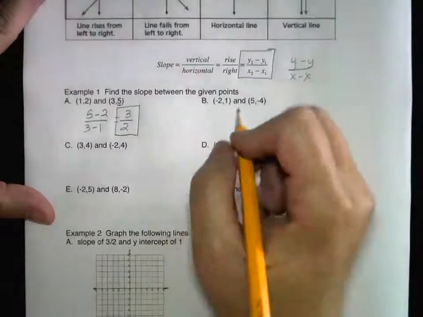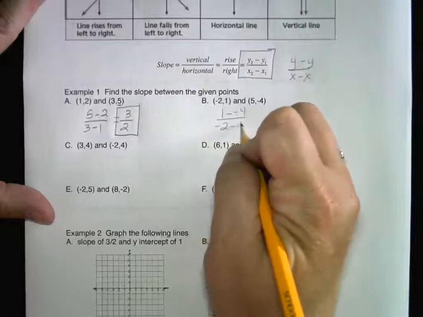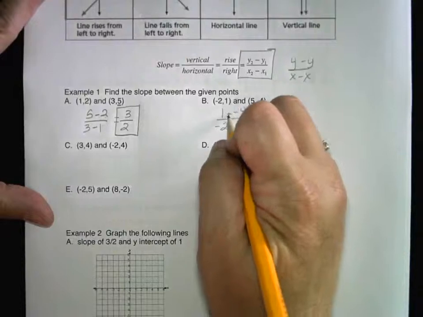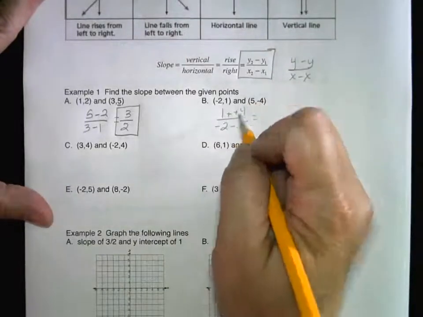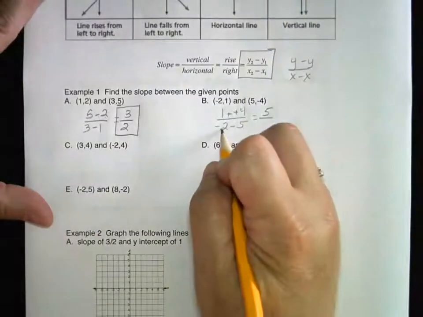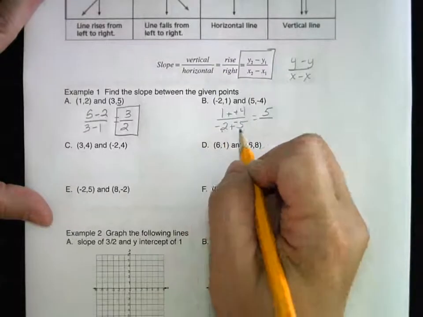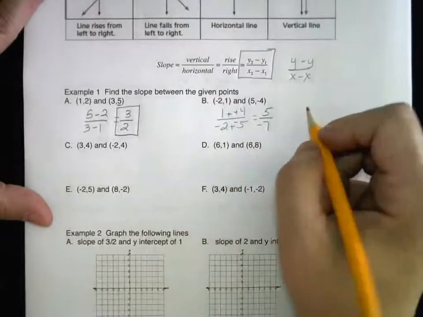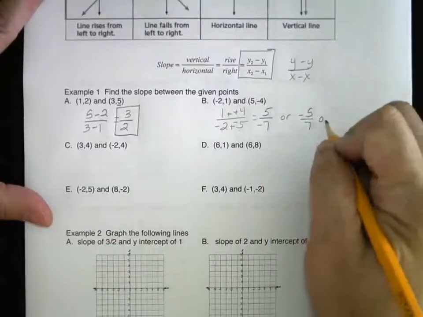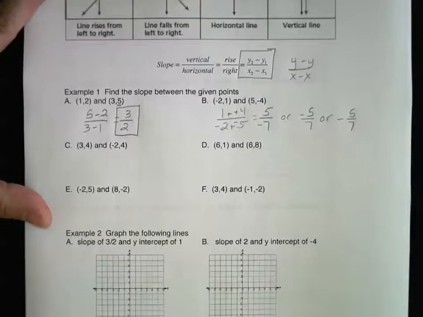Letter B, 1 minus -4 over -2 minus 5. I think I should be careful of these negatives right here. Change that subtracting a negative to adding the opposite, and that becomes 5. -2 plus a -5. You owe me $2, you borrow 5 more, is a -7. And it doesn't matter if the negative is on the top, the bottom, or right out in front. Those all mean the same thing.